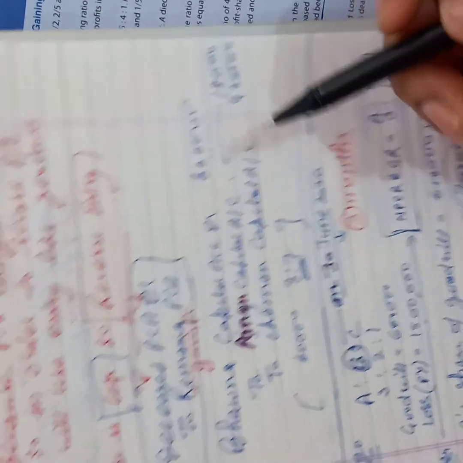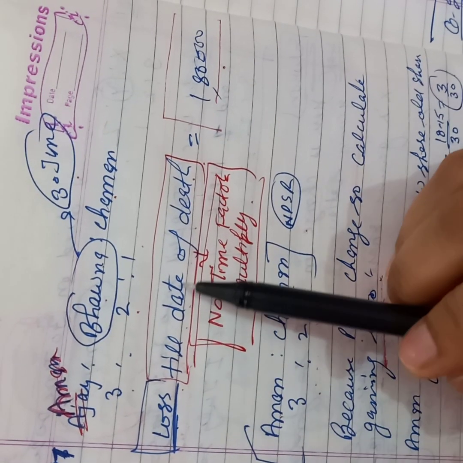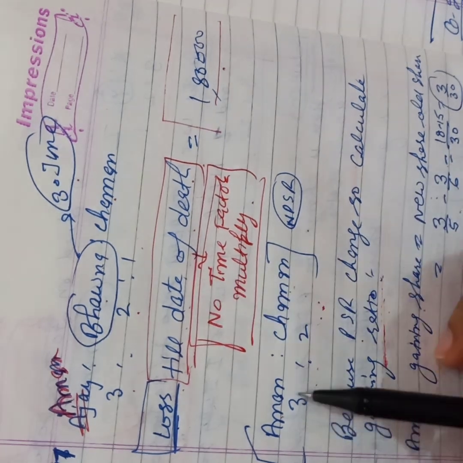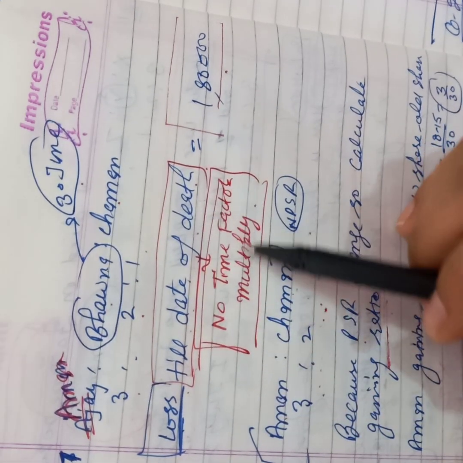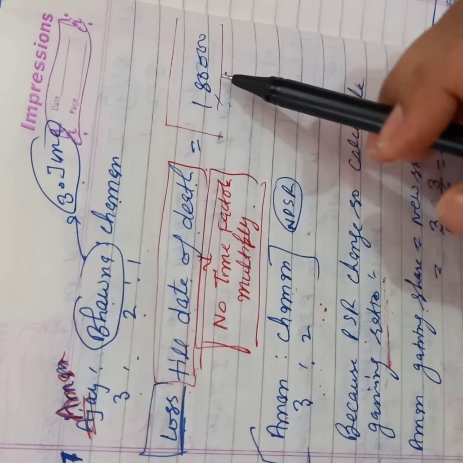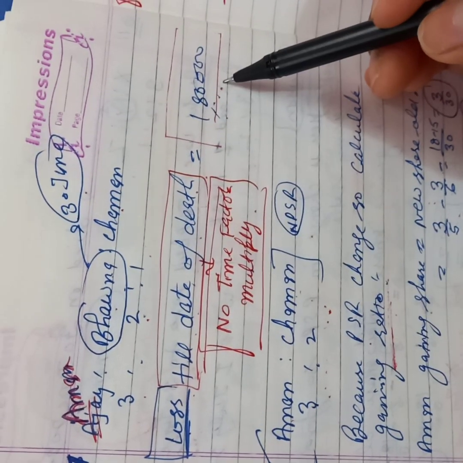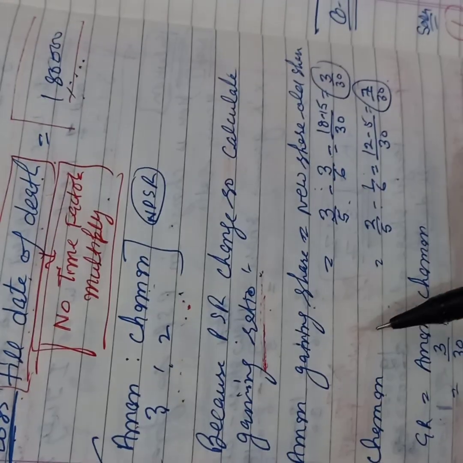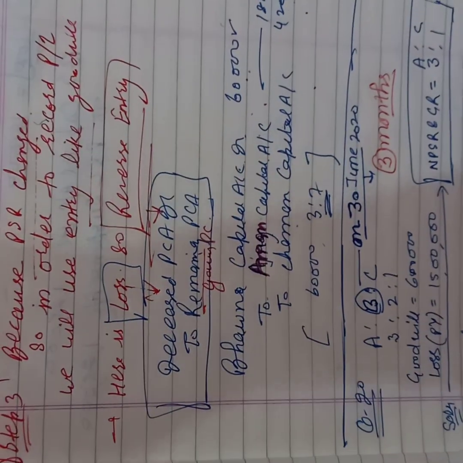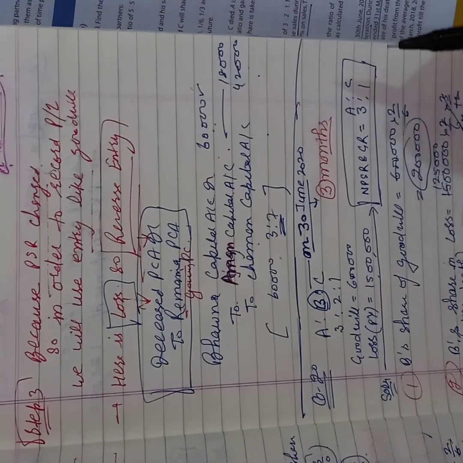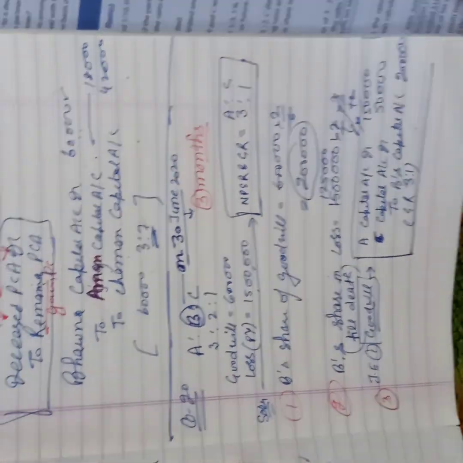So this is a question which includes three factors. First, there is a loss. Second, the loss is given till the date of death. And third, the remaining partners change their profit sharing ratio. So if loss till the date of death is given, we will not multiply the time factor. Directly multiply the share of deceased partner, 1,80,000 into 2 by 6, to find out the amount. Because there is a change, we will find out the gaining ratio. Then we will do the entries: deceased partner's capital account debit to remaining partners in their gaining ratio.